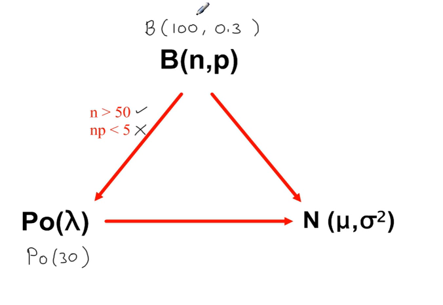In this example, I've modified the value of p. So n is still large, so this condition is met, but the mean is now 30, so this condition is not met. So the Poisson distribution will have a mean of 30. Let's have a look at the two graphs together to see if this approximation is a good one.